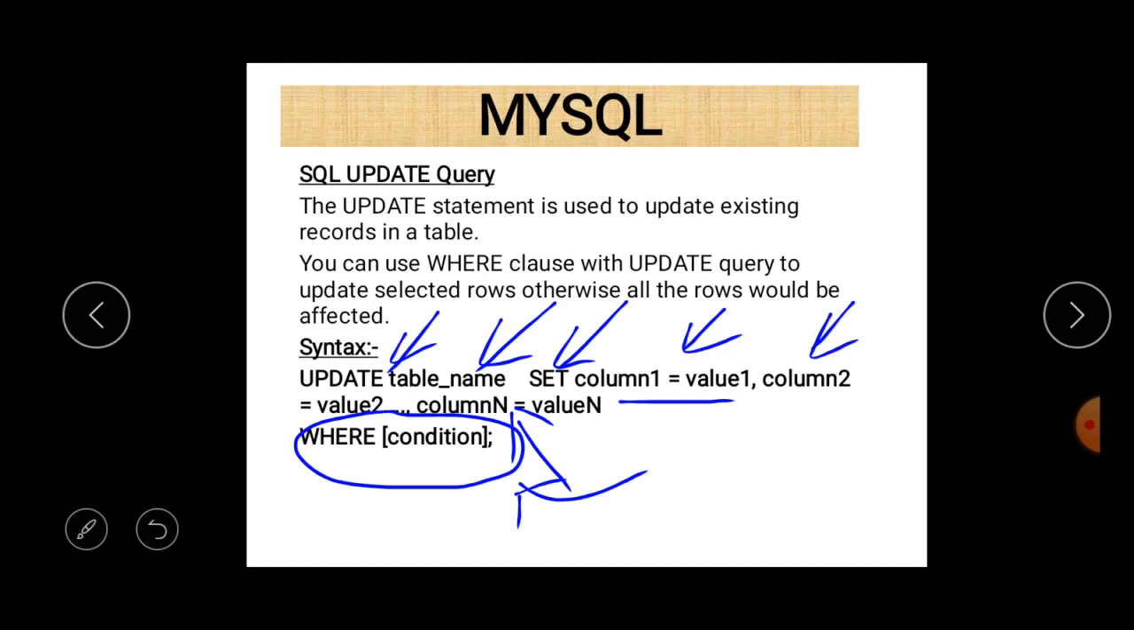As you know, SQL can be divided into three basic categories: DDL, DML, and DCL. DDL means data definition language, DML means data manipulation language, and DCL means data control language. So all types of manipulation are done in DML. Here you can easily see that we actually update the existing data, so the update statement is a part of DML.